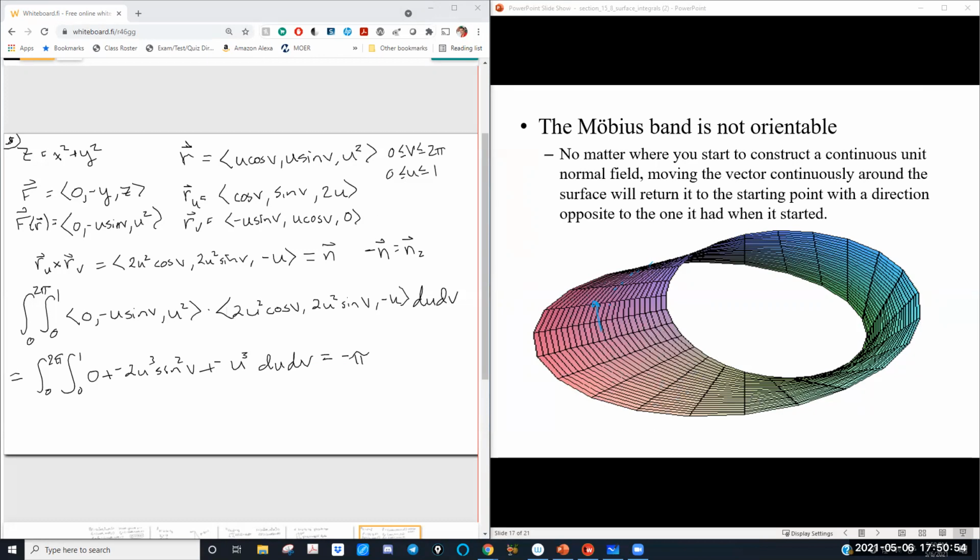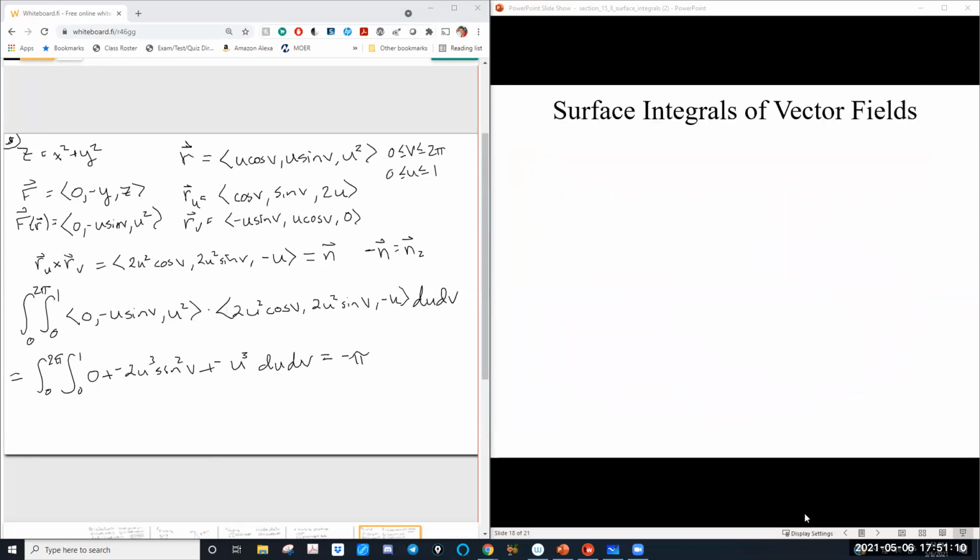And I think that it's easier to see the counterexample because most surfaces are orientable. All the ones we're going to do in here will be. Now, again, we're still doing surface integrals of vector fields, so we're still under that umbrella. And that's going to be the last thing we do. So we did surface area. We did surface integrals of a function over a surface. Now we're doing surface integrals over a vector field.